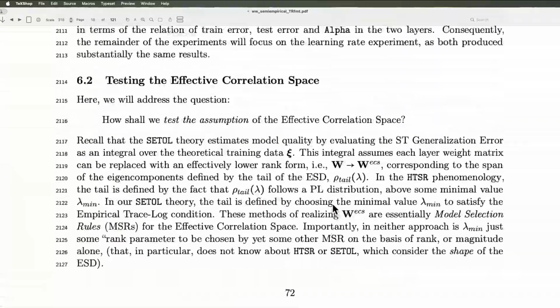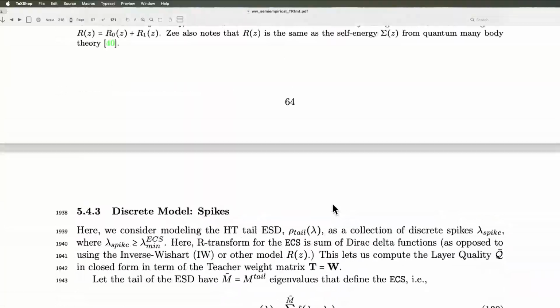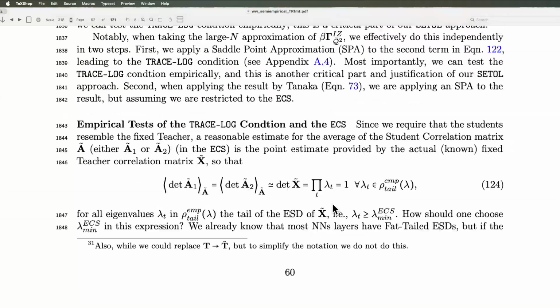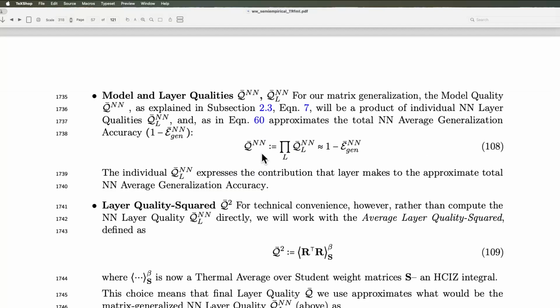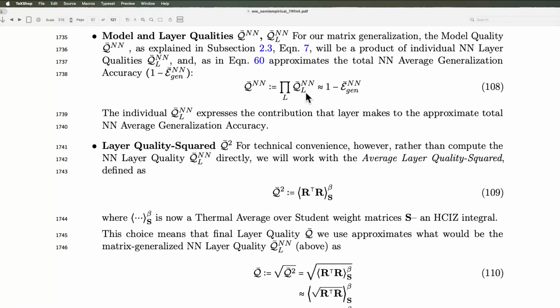And somewhere in section 5, where is it? Way up here. We derive everything from scratch, and at some point I try to write down the quality of the neural network, which is like 1 minus the generalization error of the total network. So that's like the accuracy. It's like some approximation of the accuracy, or maybe the precision, and I have to assume it's a product of individual layer qualities. And so I have to make this approximation. Otherwise, the theory is just intractable for me.